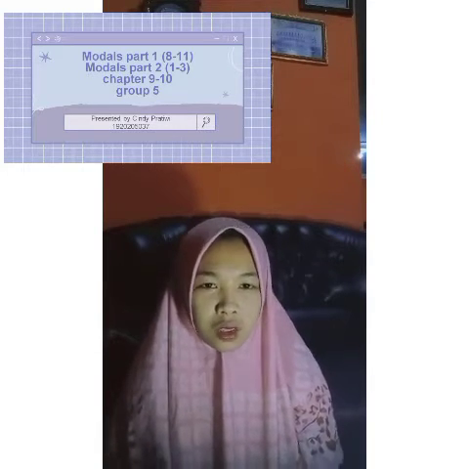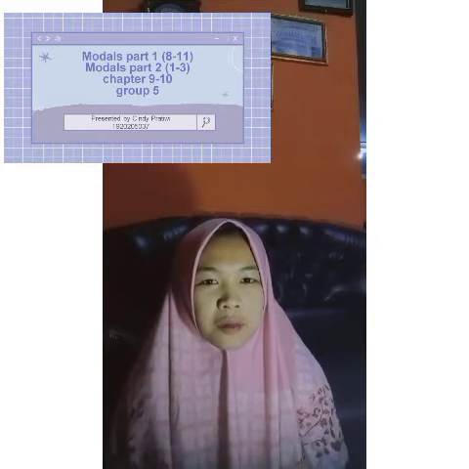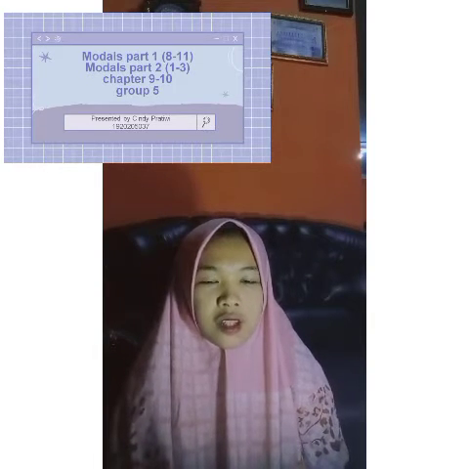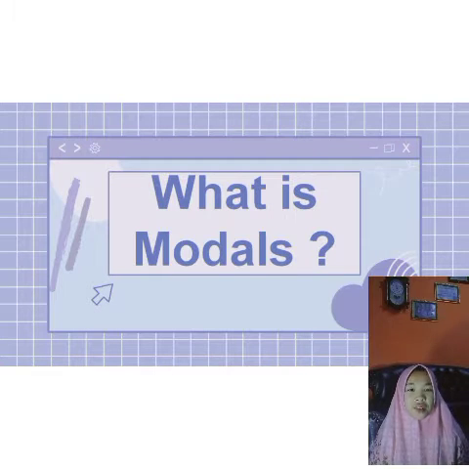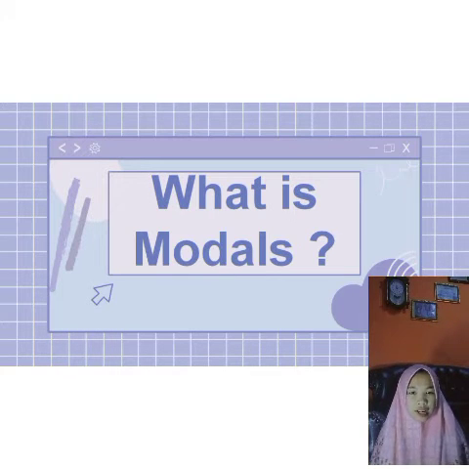And I will continue our material about modals, part 1 and part 2 in chapter 9 and chapter 10. Okay, previously, did you know what modals are? In English, we know the type of auxiliary verb called modals. Generally, it is used to express a speaker's attitude toward a matter, whether it is needed, suggested, allowed, or possible, etc. And basically, all the modals are always followed by the simple form of verbs.